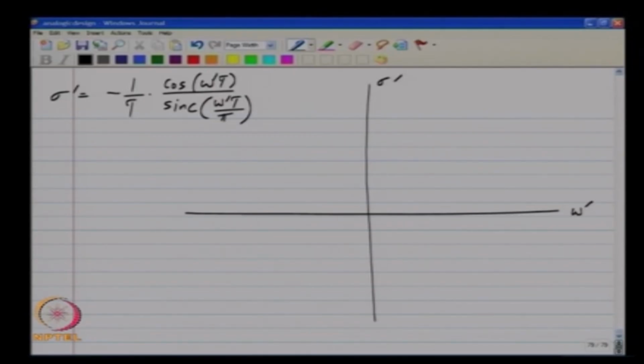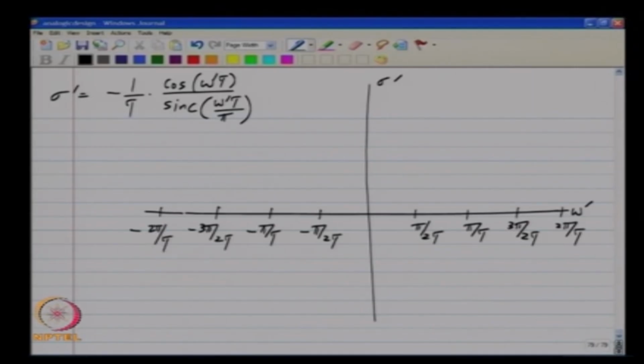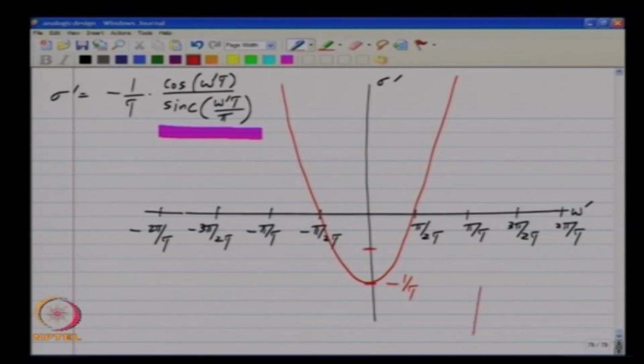If I plot it on a sigma prime versus omega prime axis, the value of this factor at omega prime equal to 0 is unity. So, our function starts from minus 1 by tau and it goes through 0 at these values pi by 2 tau, and then it jumps from plus infinity to minus infinity and does something like this.